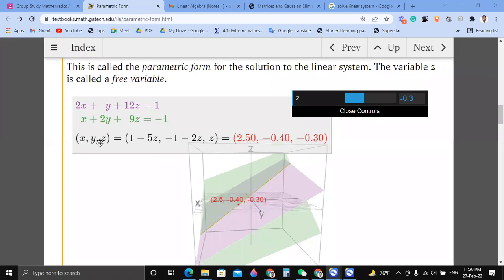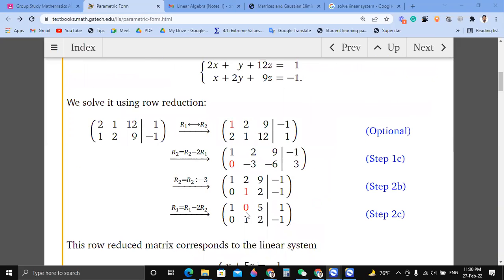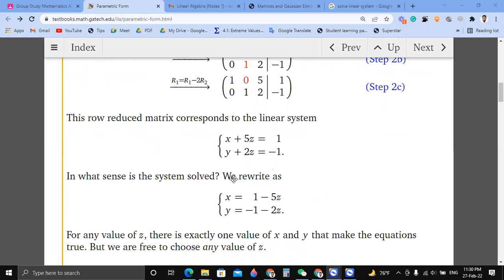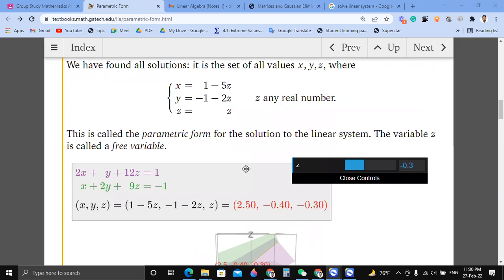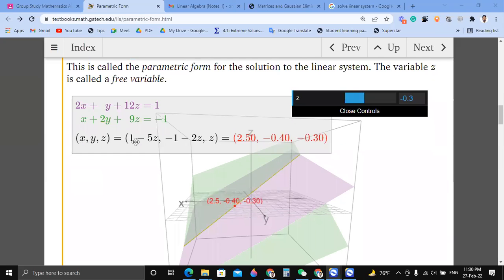X, y, z: the value of x will be 1 minus 5z, the value of y will be -1 minus 2z. We can calculate it on the upside, okay? They have calculated here, okay? If I had time, I could explain, but for now we are seeing the graphical view. So the solution of x is 1 minus 5z, y is -1 minus 2z, and z is only z, okay?